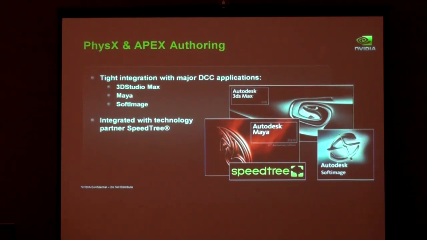SpeedTree is one of our partners that is the de facto standard for generating vegetation, which is trees, foliage, all of that. It's used in God knows how many games. And so Physics and Apex are completely integrated into SpeedTree for a module which we call Apex Vegetation. And again, this is where you can create trees where you shoot a gun at it, the tree will break, the leaves will fall physically correctly and will interact with the rest of the environment. Next slide.